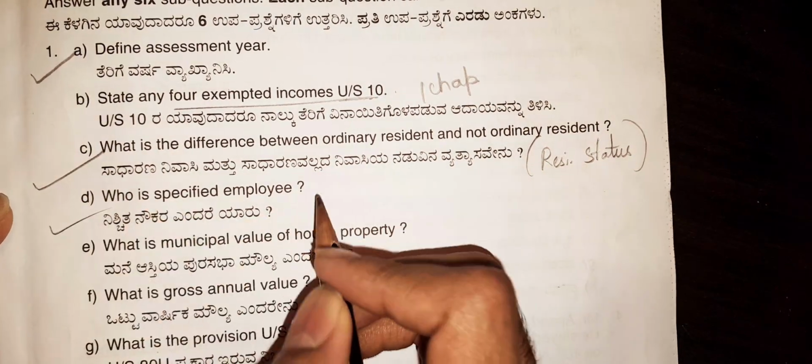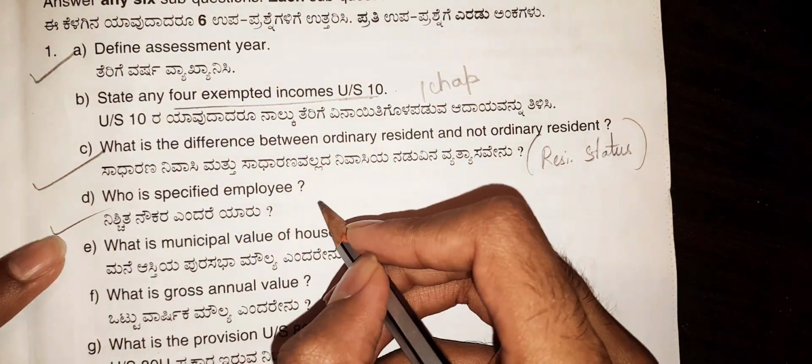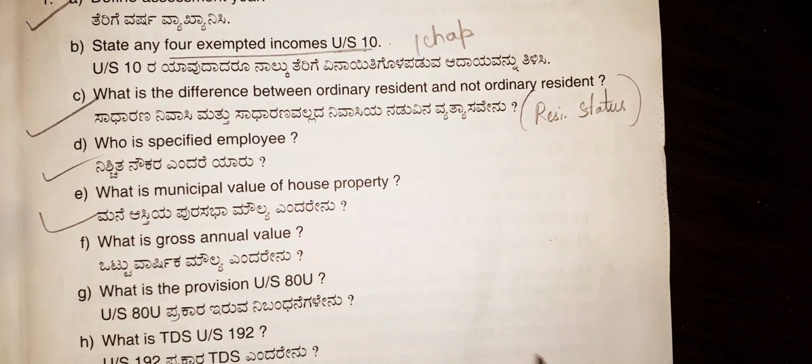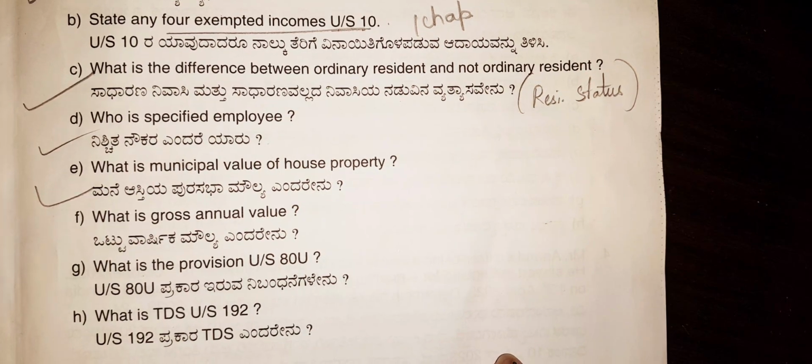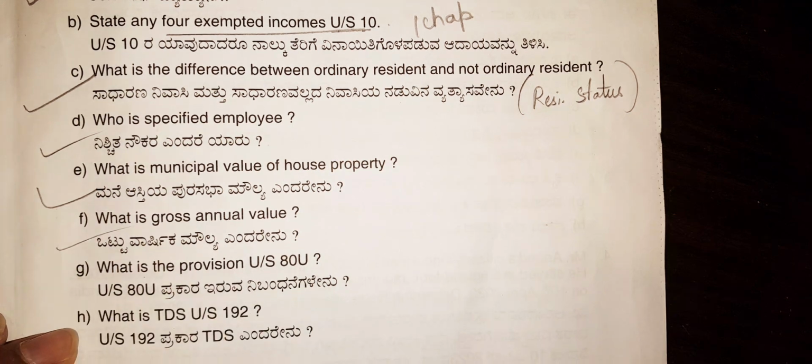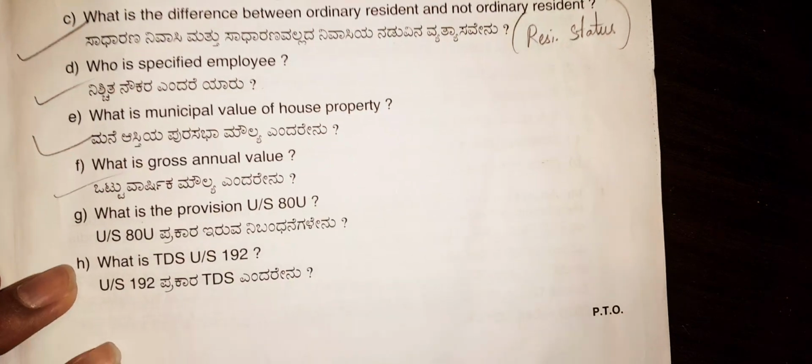And who is a specified employee? This also I have explained in the important questions video. Next, municipal value. What is the municipal value of house property? They had asked. That also I have explained. Next, gross annual value, they had also asked the meaning. I had explained that there also.